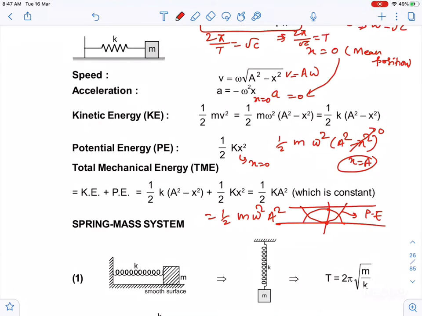This term is actually for potential energy because it is 0 at mean position. This is my mean position and this is my extreme position, like this. So I can say that this is my extreme position. So kinetic energy graph, this one, the kinetic energy is maximum at mean position.